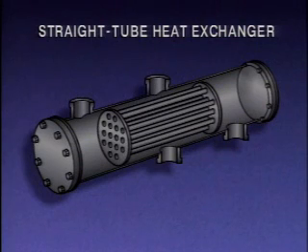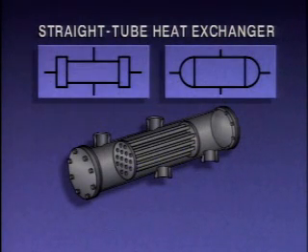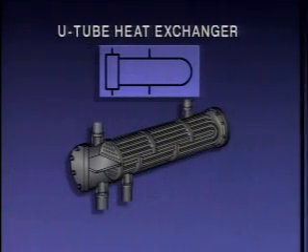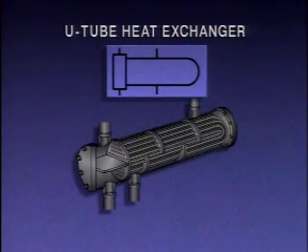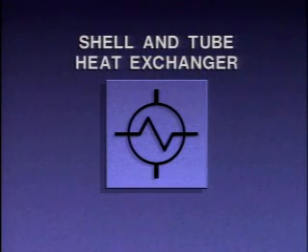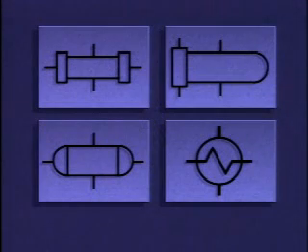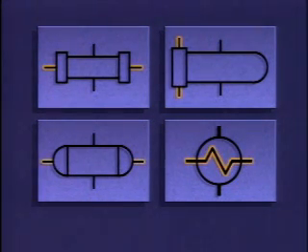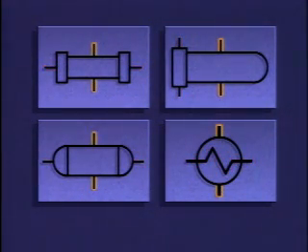This is a straight tube heat exchanger. These symbols are often used to represent a straight tube, shell and tube heat exchanger. This symbol represents a U-tube, shell and tube heat exchanger. You may see this symbol used to represent either type of heat exchanger. Each of these symbols has lines that represent the inlet and outlet for the two flow paths through the heat exchanger. One pair of lines represents flow through the tubes in the heat exchanger, and the other represents flow through the shell around the tubes.